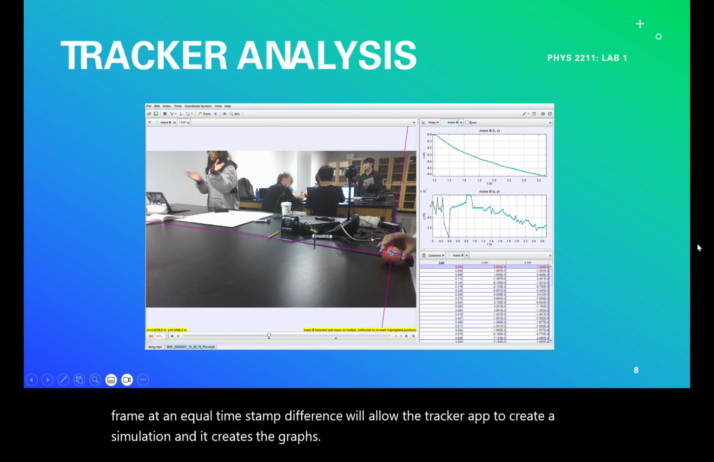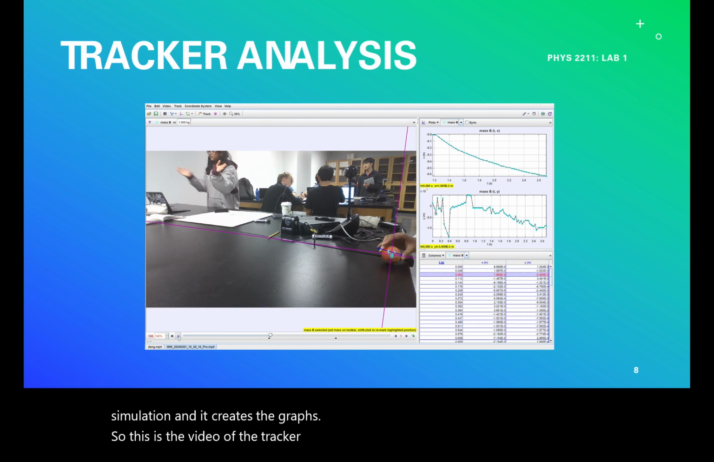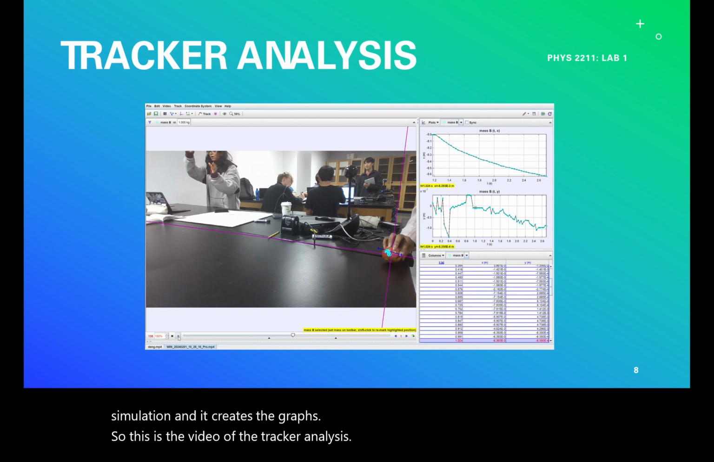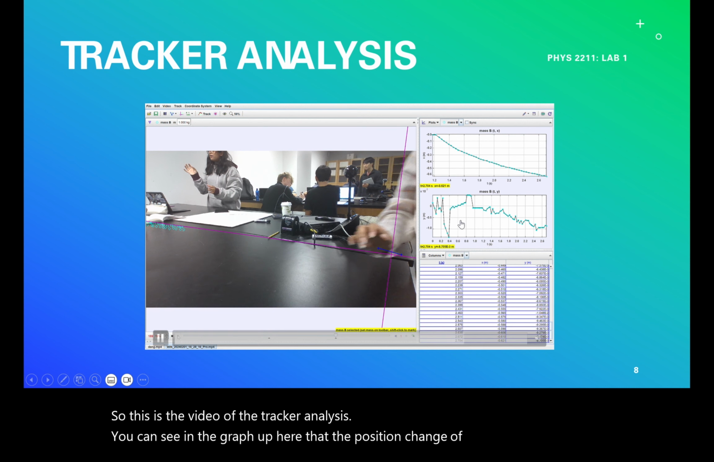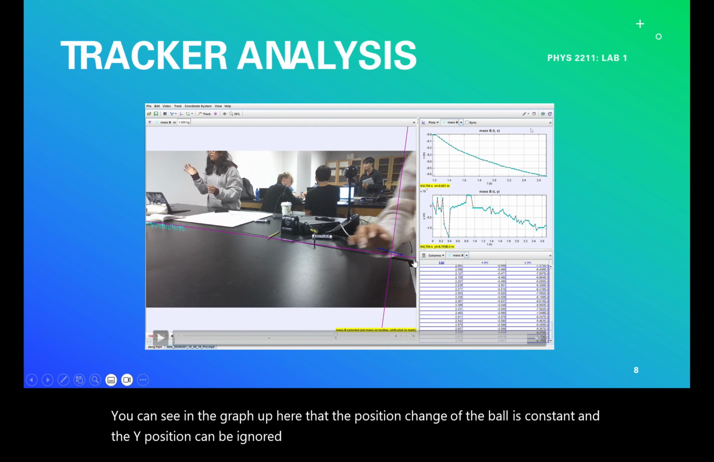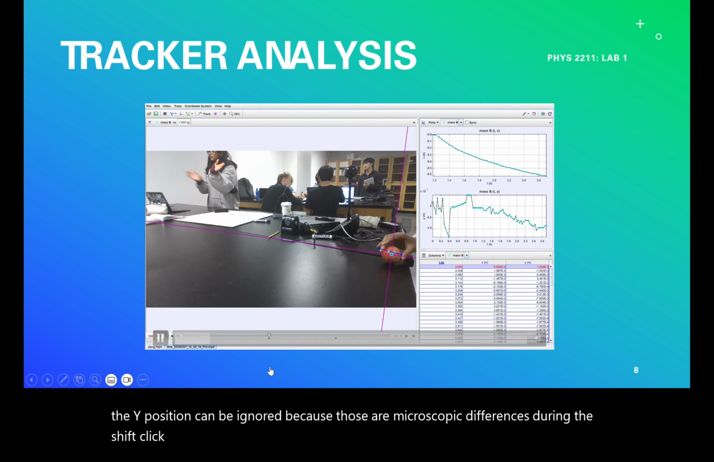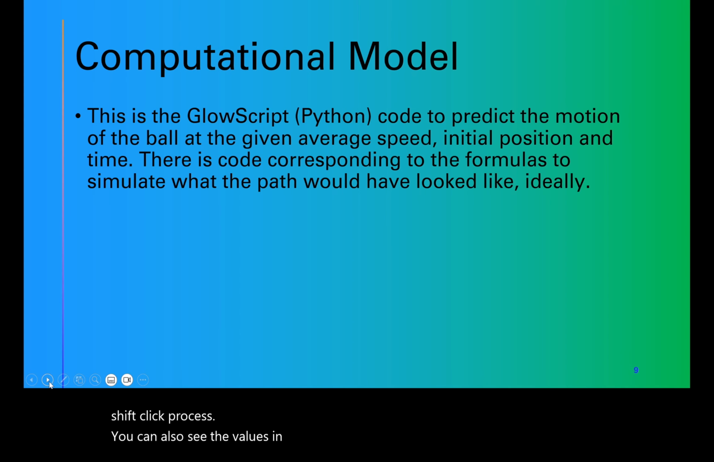So this is a video of the Tracker analysis. You can see in the graph up here that the position change of the ball is constant, and the Y position can be ignored because those are microscopic differences during the shift-click process. You can also see the values in the table right here.